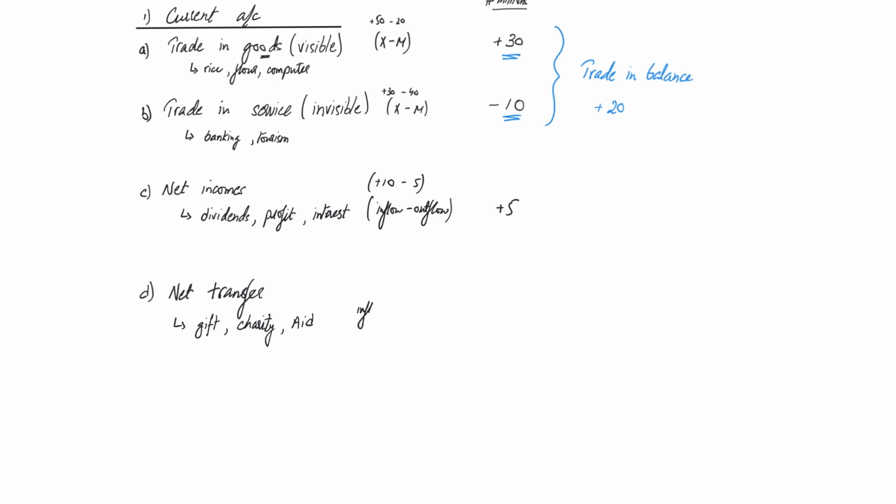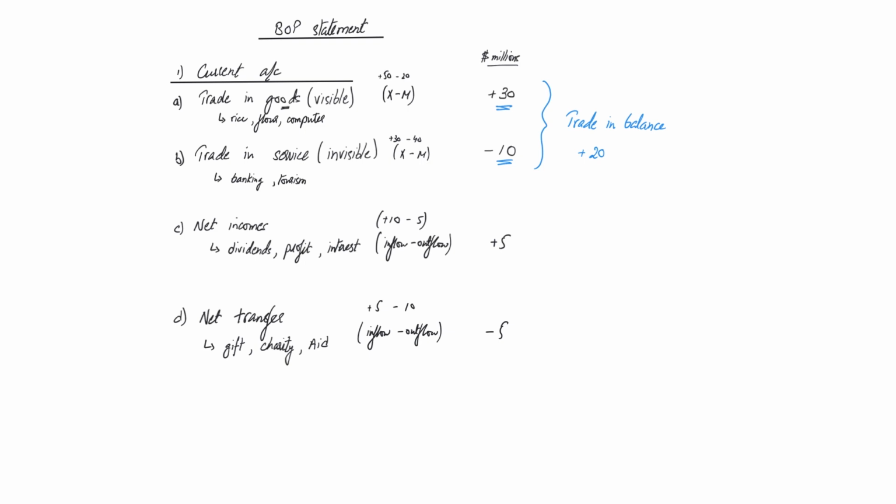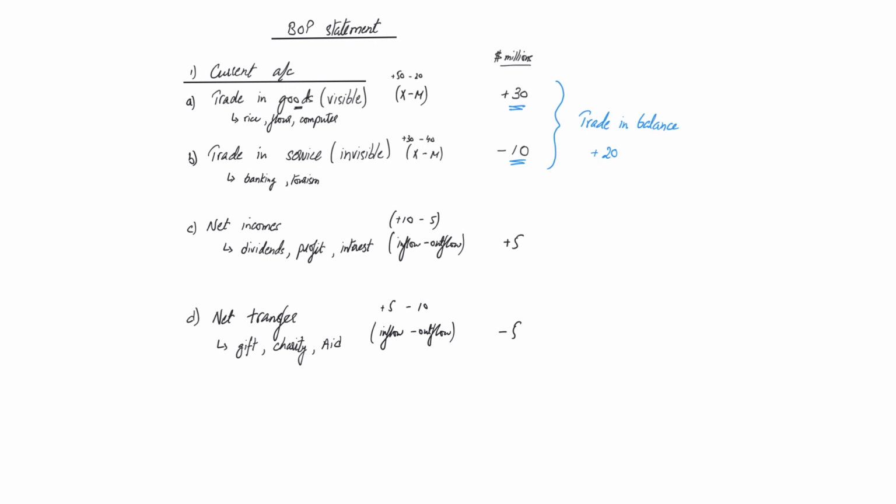So the same thing will happen, inflow minus the outflow. So let's suppose the inflow is about 5 and the outflow is about 10. So we're going to have a negative 5 in this account. Okay, so this completes our current account. You added up.